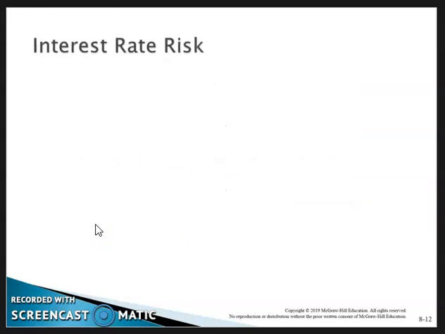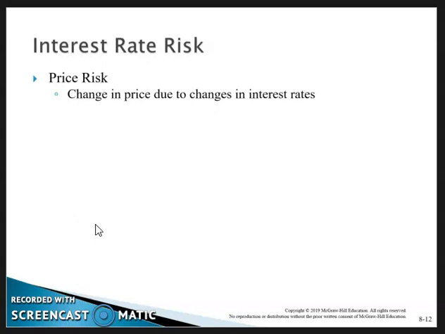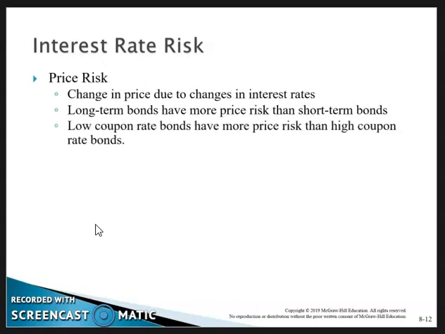Next, interest rate risk. So we have price risk, which is what we've been talking about, change in price due to changes in interest rates. Long-term bonds have more price risk than shorter-term bonds. Low coupon bonds have more price risk than high coupon bonds. That's because there aren't any interim cash flows. In a little bit, we'll talk about zero coupon bonds. Zero coupon bonds have the greatest price risk.